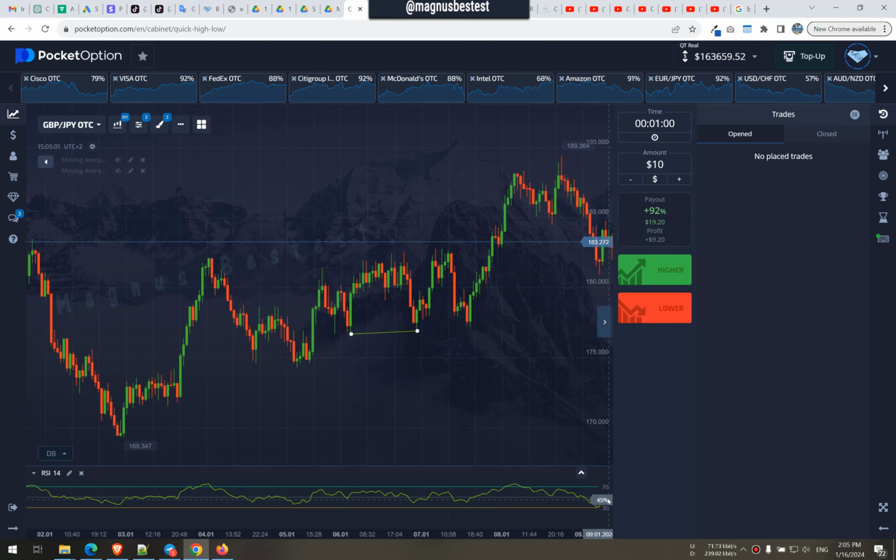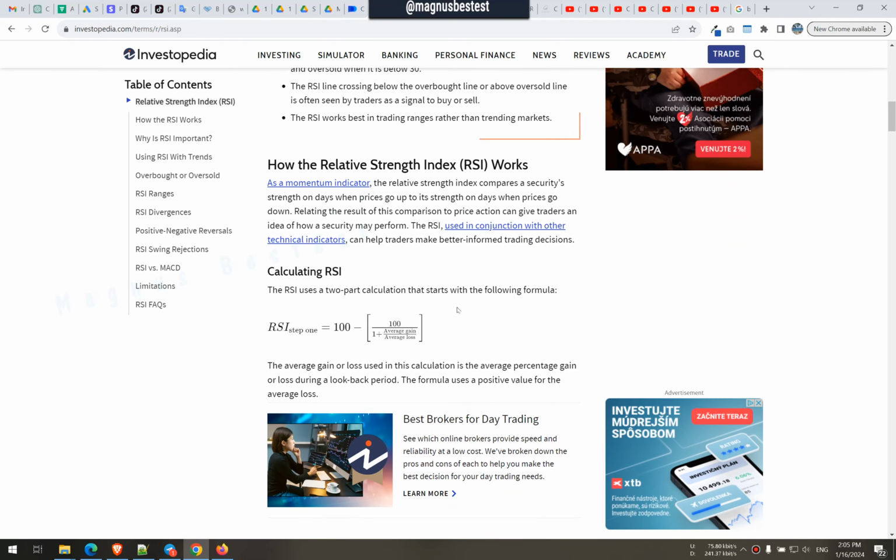So on the chart here we have 0 here, 100 here, 30, 70. Over 70 is overbought, below 30 is oversold. And now just the formula real quick, so with that you actually understand exactly what's happening. This is the formula, and it has two steps to calculate. This is the first one.